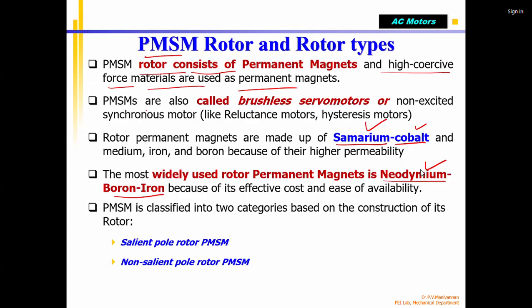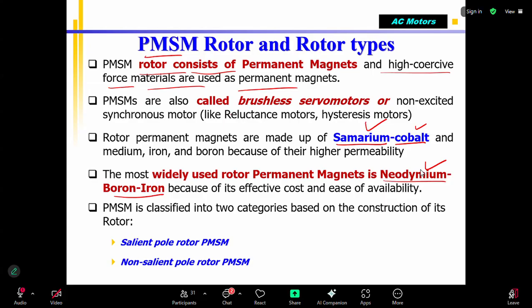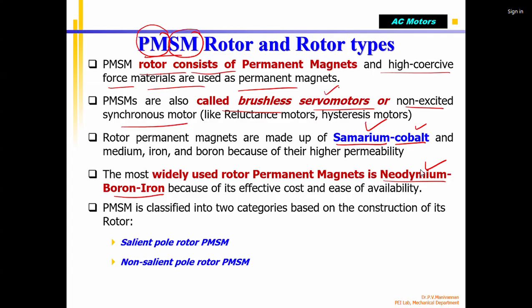And sometimes the permanent magnet motor is also called a brushless servo motor or non-excited synchronous motor. Please note that it is already called a synchronous motor. Instead of having an electromagnet rotor, it has a permanent magnet rotor. That's a different name: brushless servo motor or non-excited synchronous motor. Sometimes they call it a reluctance motor or hysteresis motor. These are other names from books, that's why I just highlighted them.